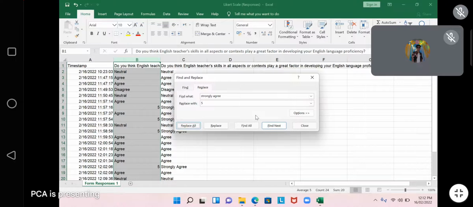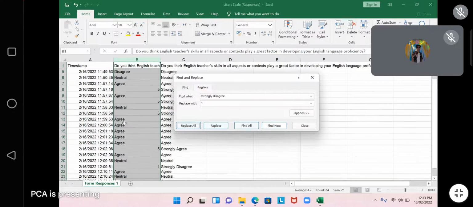Okay, and then what's next after? Strongly disagree. So you just add here disagree and then change. Of course, it's the opposite. It's 1, right? Replace all. Okay, so you see the progress of that. Nawala na sila, no?